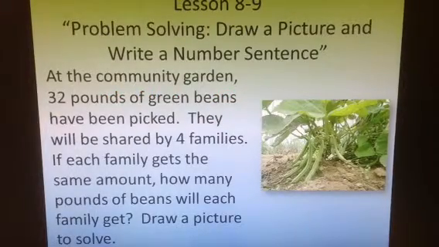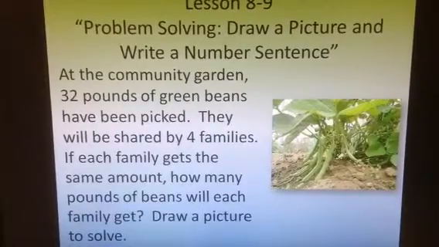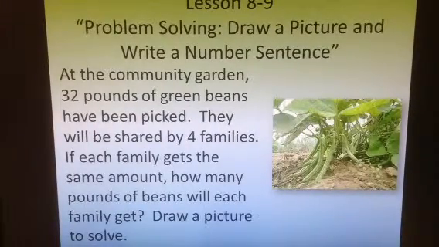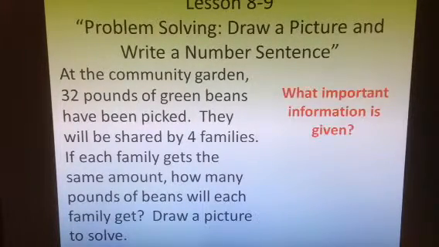Here's the kind of problem we looked at today. At the community garden, 32 pounds of green beans have been picked. They will be shared by 4 families. If each family gets the same amount, how many pounds of beans will each family get? Draw a picture to solve.